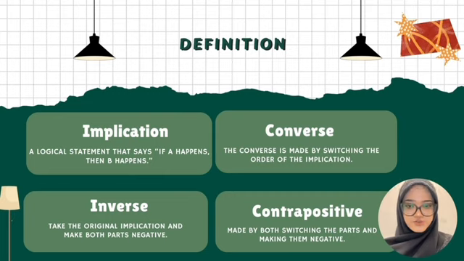Next is the converse. The converse is made by switching the order of the implication. So instead of if A then B, it becomes if B then A. Now let's look at the inverse. To form the inverse, we take the original implication and make both parts negative. It becomes if A does not happen, then B does not happen. Finally, the contrapositive. This one is made by both switching the parts and making them negative. So it becomes if B does not happen, then A does not happen.